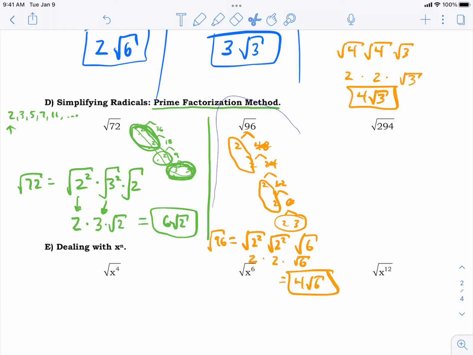I think I should pause here and let you tackle that sucker. Pause, come back, tackle the sucker.